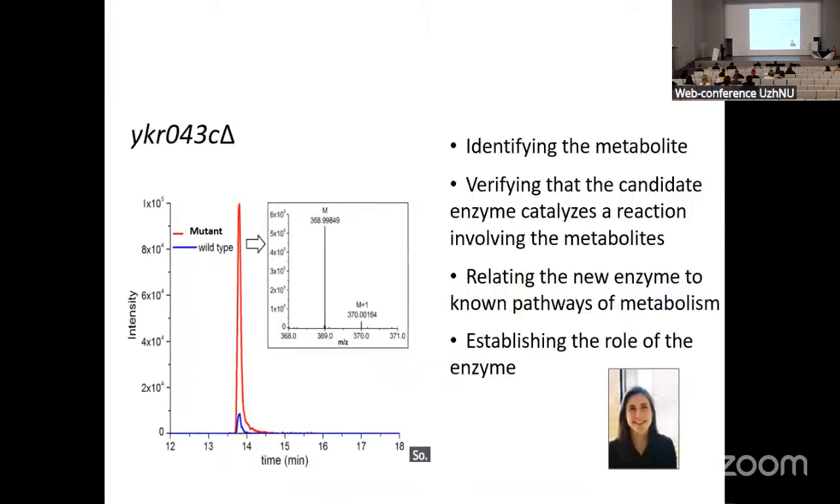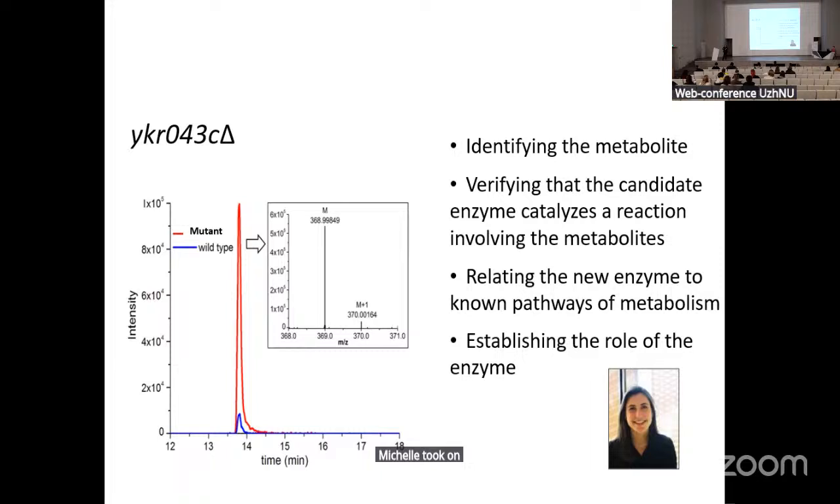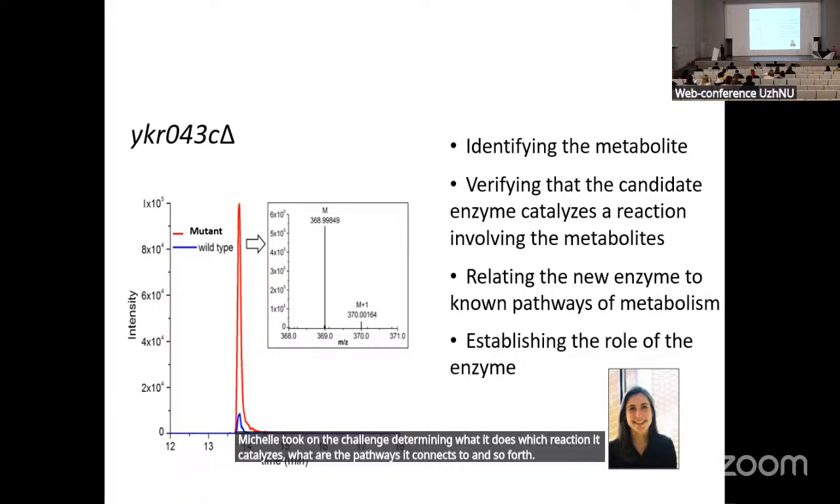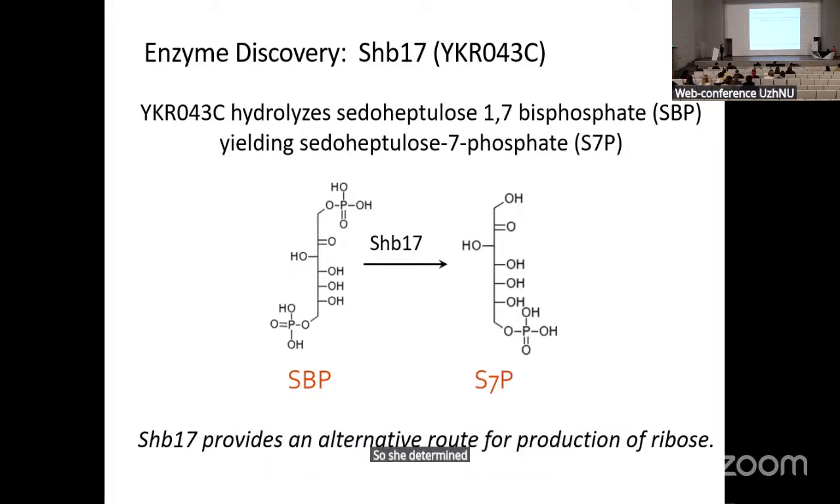And there was one in particular which at the time was called YKR043C. If you knock out YKR043C, you suddenly see this huge red peak here, whereas in the wild type, you had this little blue peak. And so Michelle took on the challenge of determining what it does, which reaction it catalyzes, what are the pathways it connects to, and so forth. So she determined that this was acetoheptylase bisphosphatase.